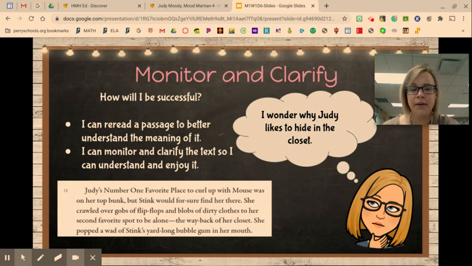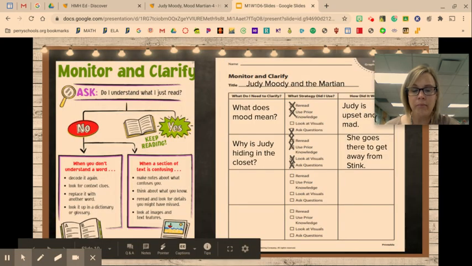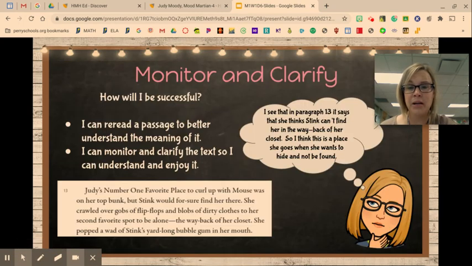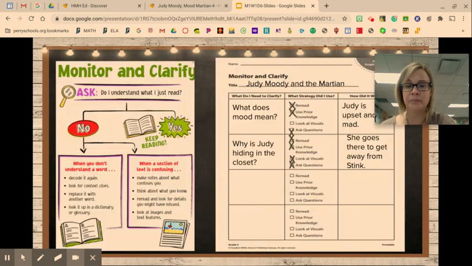So I'm thinking there that she really likes to hide up on the top of her bunk, but she knows if she's up there, Stink's going to find her. So she really likes to go there because she wants to be alone. It's her second favorite spot, and she wants to be alone away from Stink. She doesn't want Stink to be able to find her. So I can see that in paragraph 13, it says that she thinks Stink can't find her in the way back of her closet. So this is a place she wants to hide and not be found.